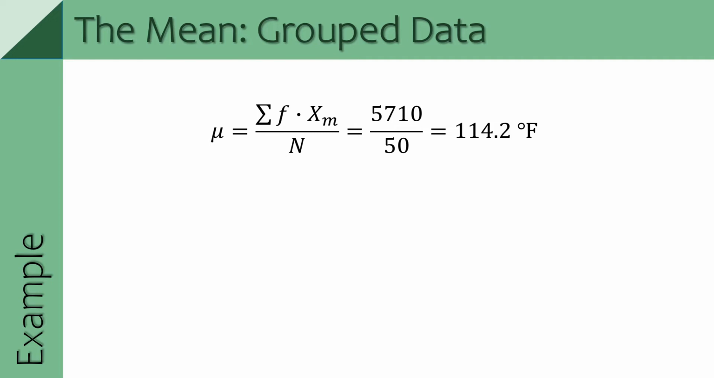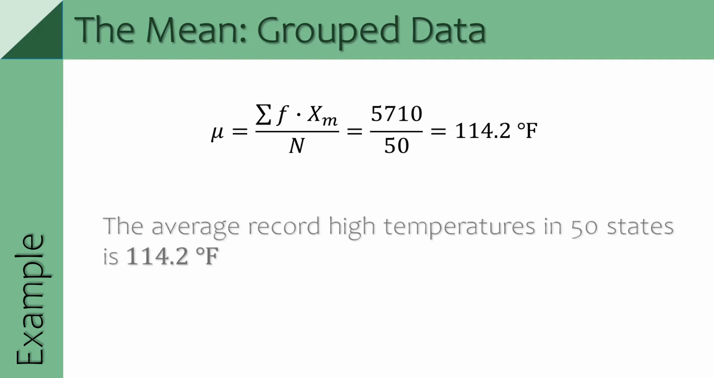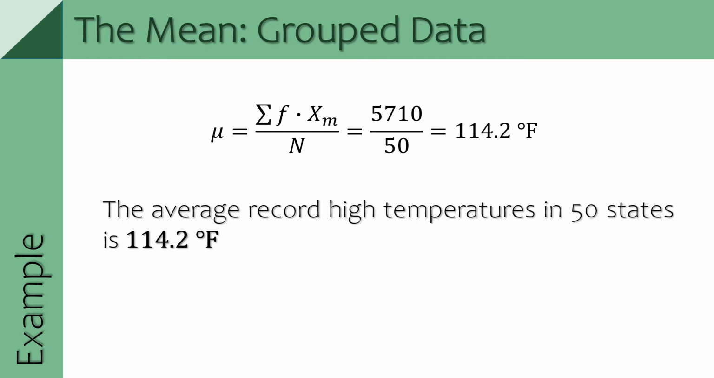So that is 5,710 over 50, and that equals 114.2 degrees Fahrenheit. So the average record high temperature in the 50 states is 114.2 degrees Fahrenheit. So that is how to get the mean for grouped data.